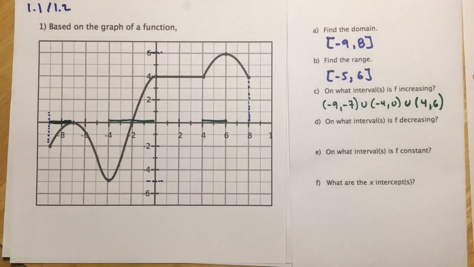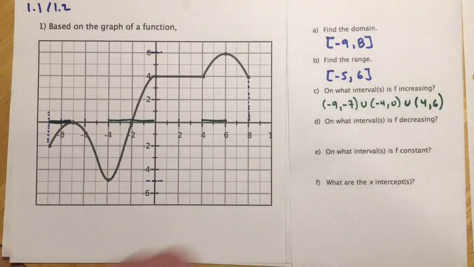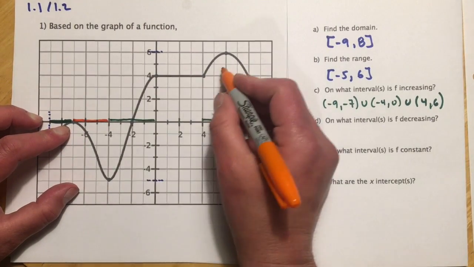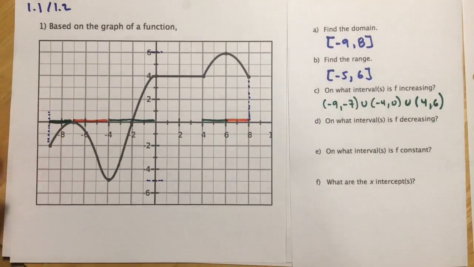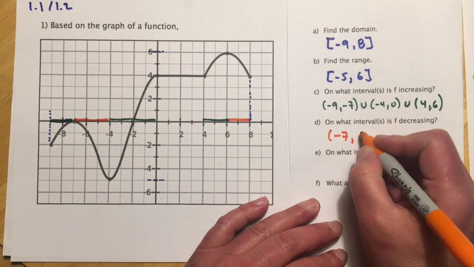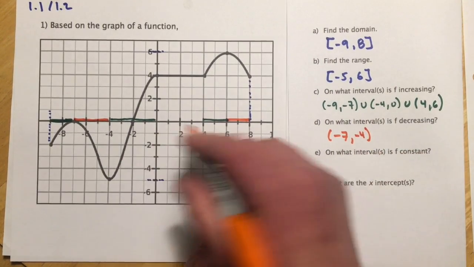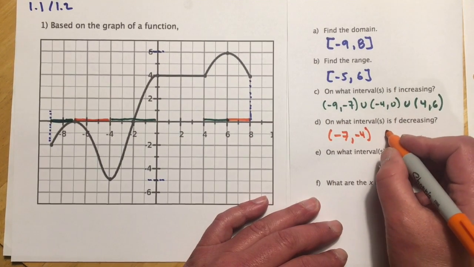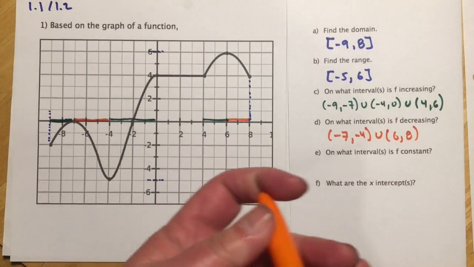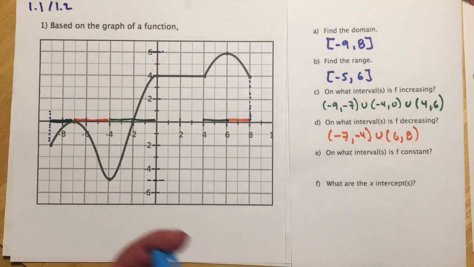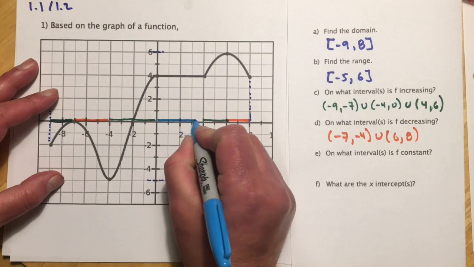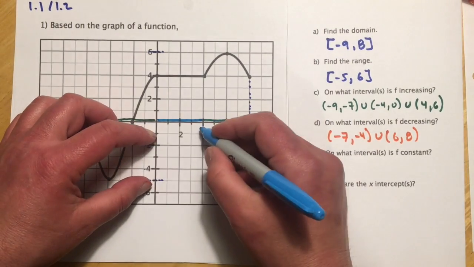And then decreasing, that's going to be where it's going downhill left to right, so that's right here, and that'll be decreasing. So it looks like from -7 to -4, and then from 6 to 8. And then lastly, on what interval is it constant? That's right in here where it's flat. So that's from there to there, and so from 0 to 4.